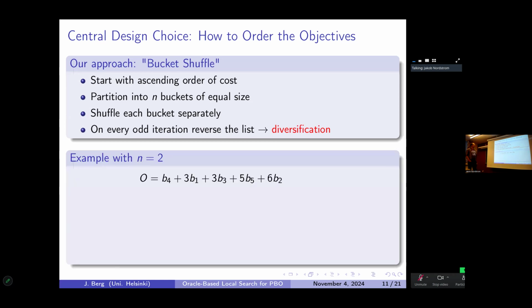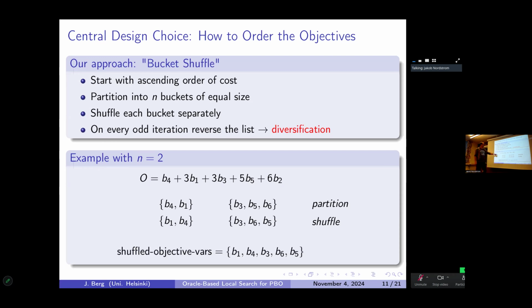So, for example, with 2 buckets, you would end up with B4 or B1. I don't remember how we break ties, but I guess these two are equivalent. But buckets like this, we shuffle the buckets individually, and then we combine that to get the order in which we want to start trying.